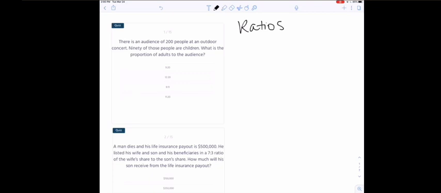So with ratios, we're essentially saying that something is compared to something else. So there could be, let's say, a box. Okay, and in this box, we have a bunch of marbles.